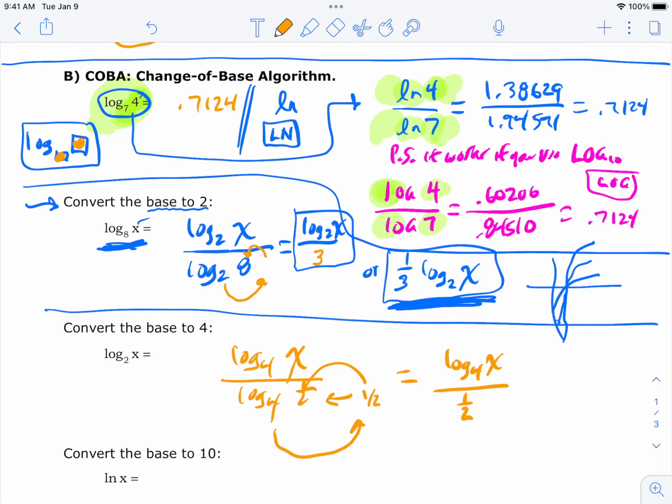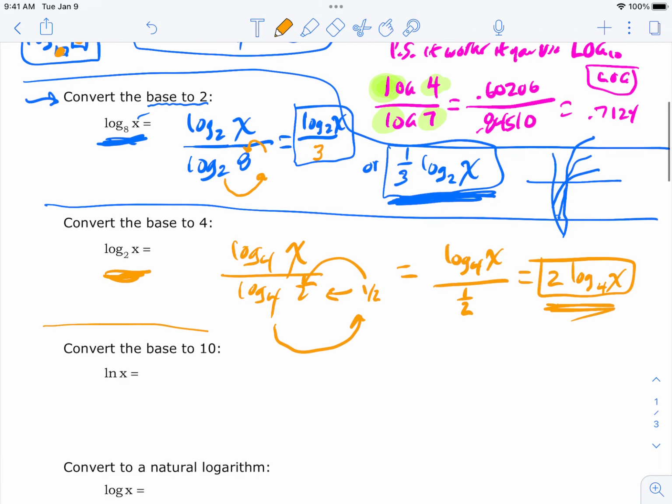Now when you divide something by 1/2, that's the same thing as multiplying by 2. And so the log base 2 of x is actually the same thing as twice the log base 4 of x. It's exactly a factor of 2 to get the log 2 into a log 4. Exactly a factor of 2. Okay, we're moving now, folks?